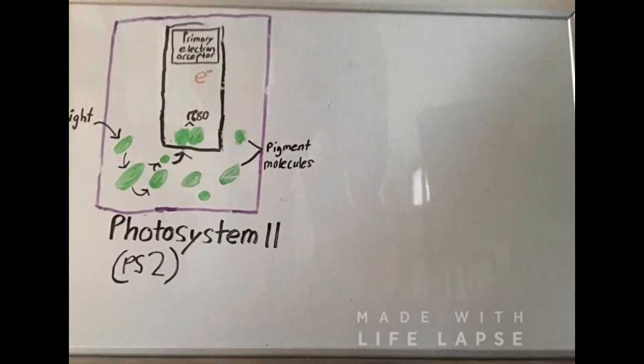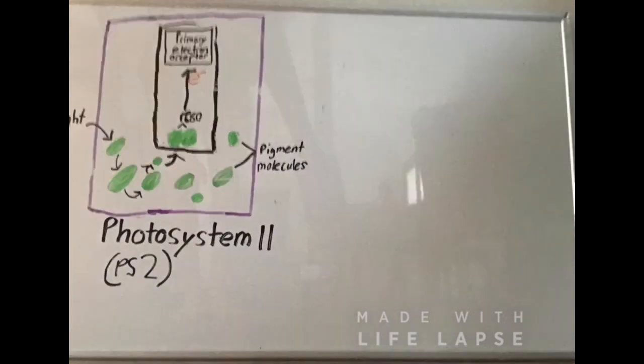The electron is transferred from the excited P680 to the primary electron acceptor. The resulting form of P680 is missing the negative charge of an electron, so it is P680+.